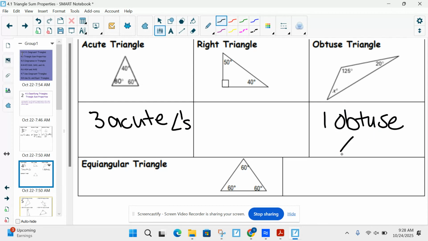So one obtuse angle. Can a triangle have more than one obtuse angle? No. I think you probably know if they're both greater than 90, then that would be greater than 180, and a triangle's angle measures can only be 180. And then you know the right triangle is one right angle, which you can prove if you know the side lengths. You can use the Pythagorean theorem. If you have a coordinate plane and you have coordinates for it, you can find the slope and prove that the two sides are perpendicular.